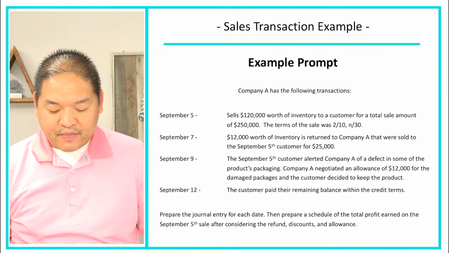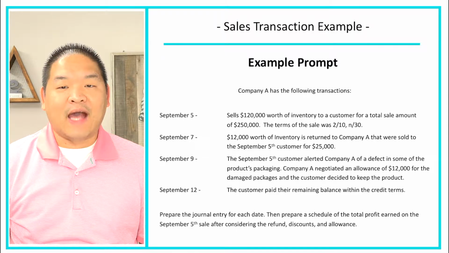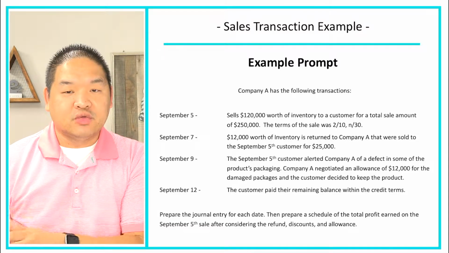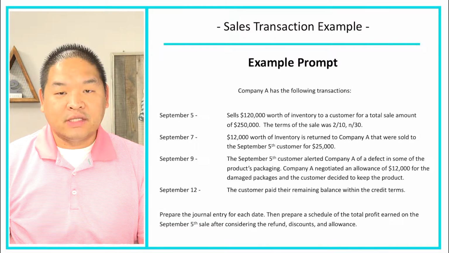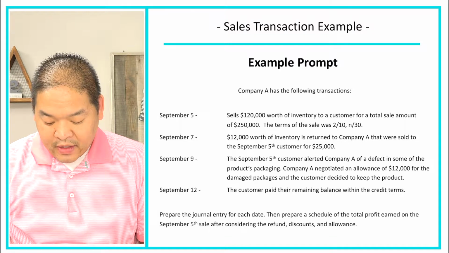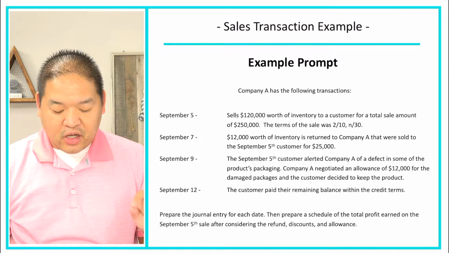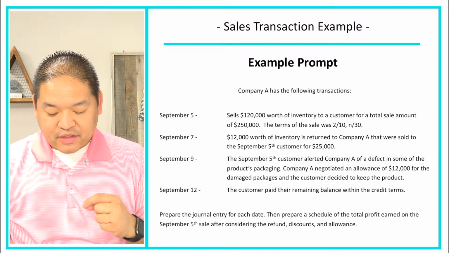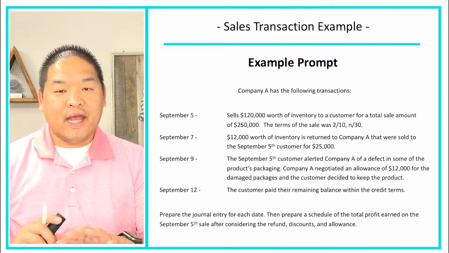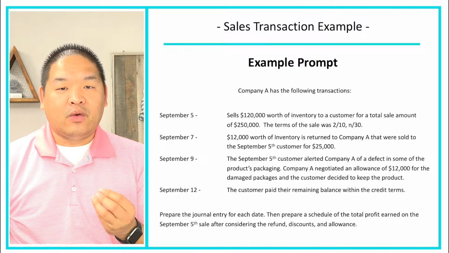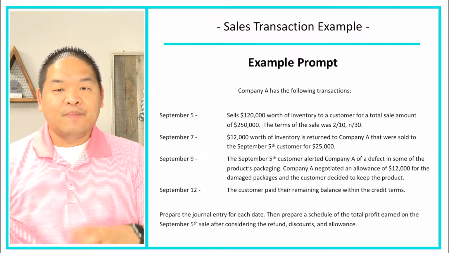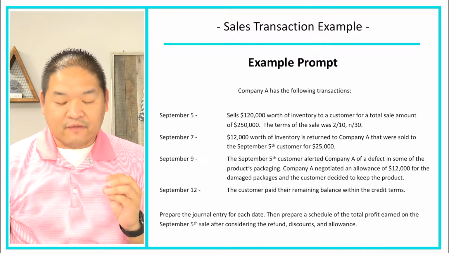Here is the example prompt. It says Company A has the following transactions, and we could go through all of them, but we are going to tackle them each individually. So I'm going to go ahead and skip that and go straight to the question. At the very bottom, it says prepare the journal entries for each date. Then prepare a schedule of total profits earned on the September 5th sale after considering the refunds, discounts, and allowances. So we're going to look at everything as a whole at the very end to get what our gross profit is. So we're going to look at each individual one first, and then we'll get to the very end. So let's go ahead and look at the first one.